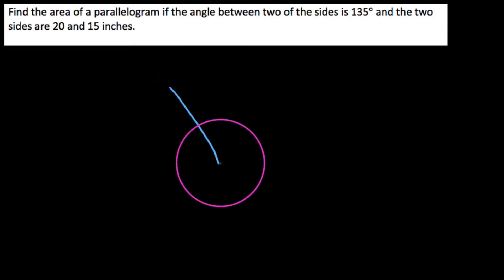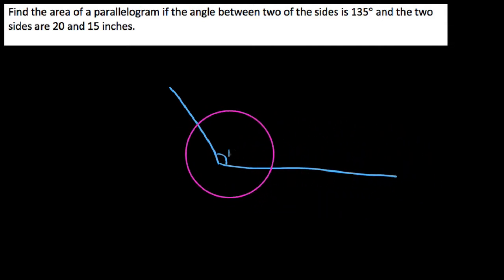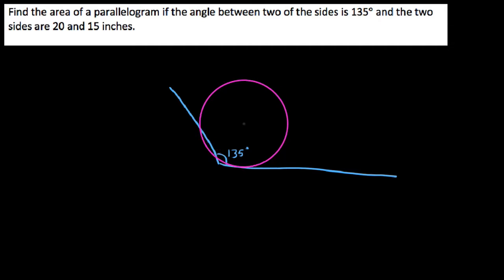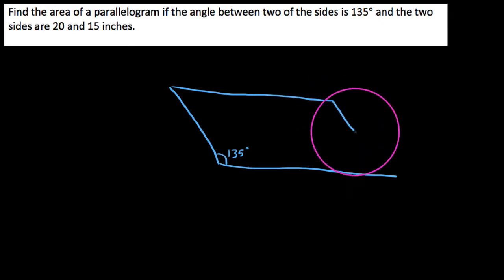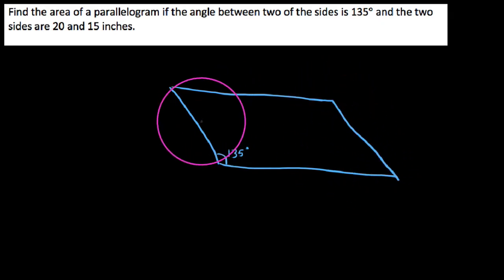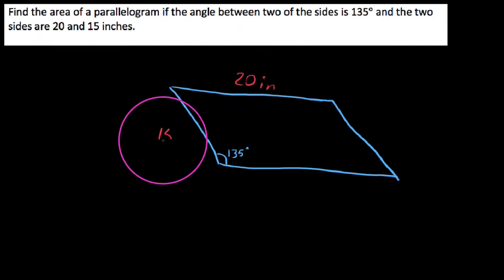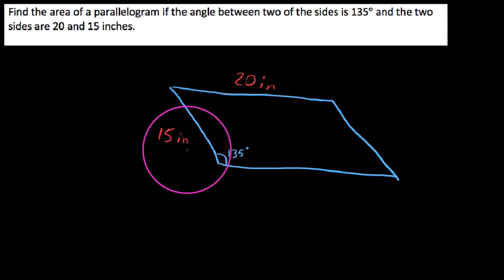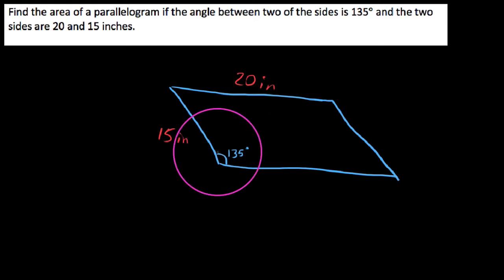We have a parallelogram, opposite sides are parallel to one another, and we're being given the fact that this angle is 135 degrees. If we sketch in the rest of this, just a rudimentary sketch, we've been given the fact that the sides are 20 inches and 15 inches respectively. So we want to find the area of this. The interesting thing is we could actually drop in some diagonals to give us assistance on this one.